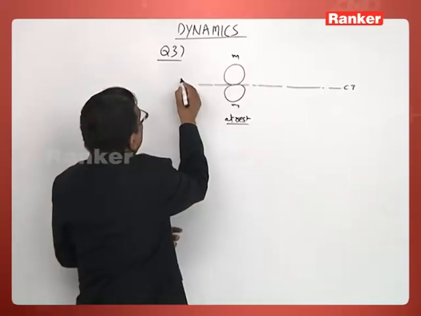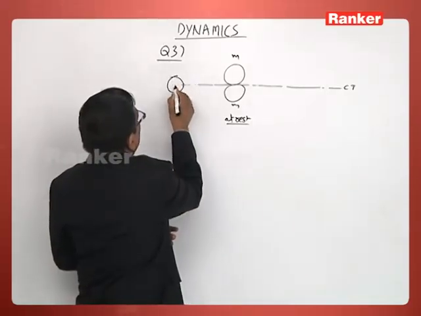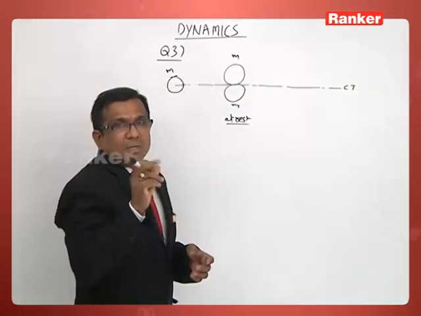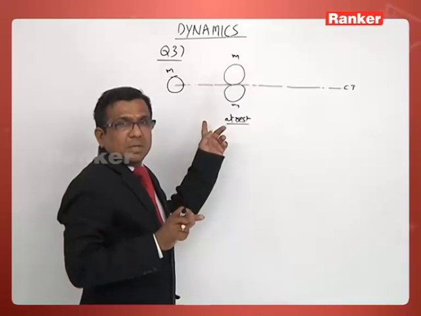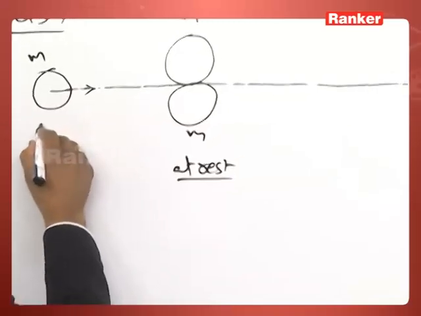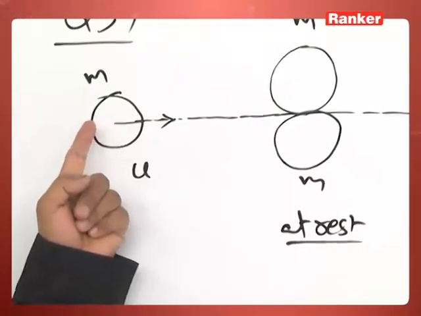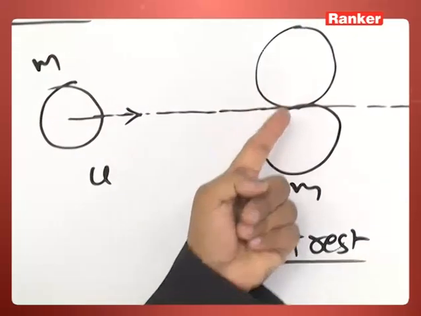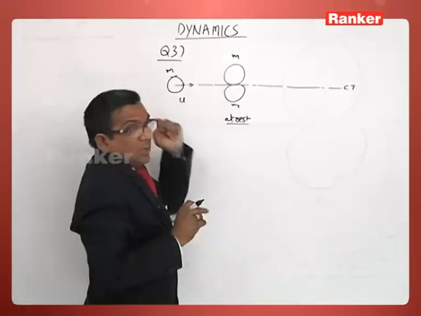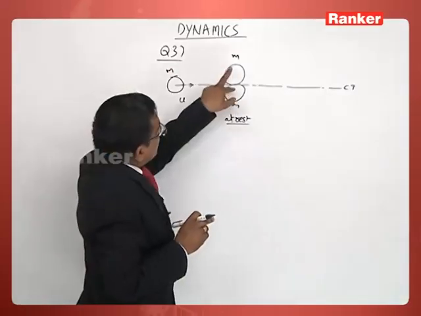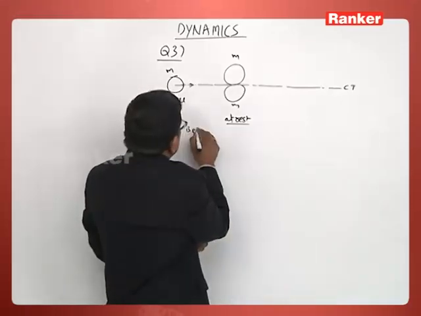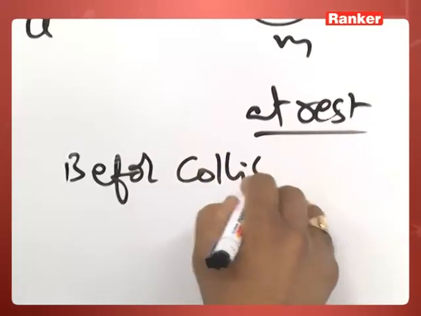There is another ball coming. Remember, all balls are of the same size and same mass. A third ball of the same size and same mass is moving symmetrically with some velocity u, and comes to collide with these two balls along the common tangent. After collision what happens? These two move, but this one comes to rest. That you have to remember. This is the situation before collision.